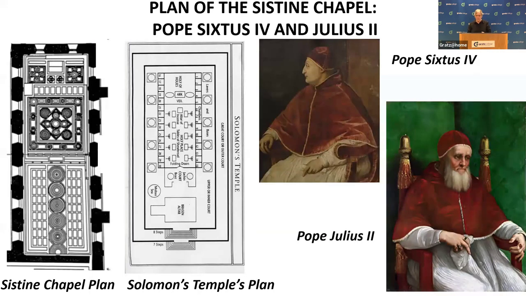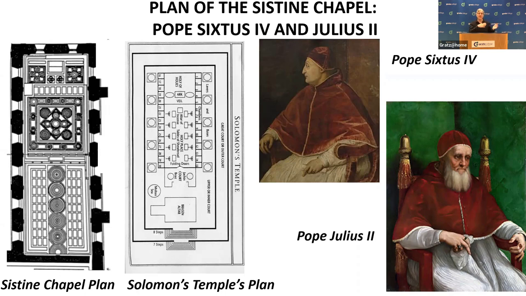So the original plan of the Sistine Chapel was that, when it was originally constructed, it was based on the outline and structure of Solomon's Temple. So I have a map of Solomon's Temple, the basic plan, and how it's so similar to what you see in the Sistine Chapel.